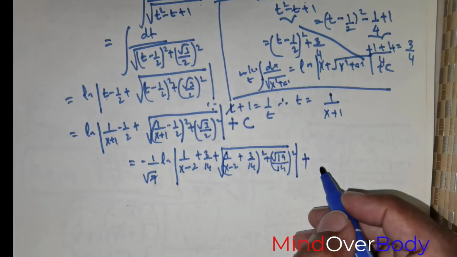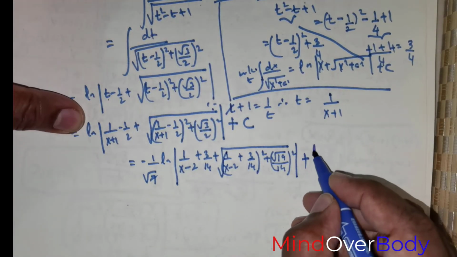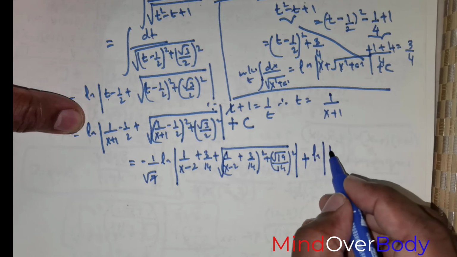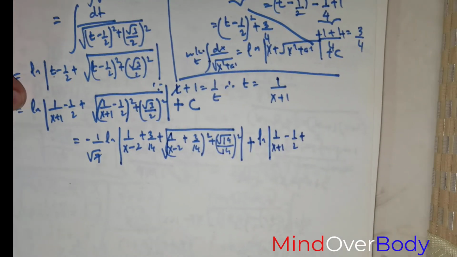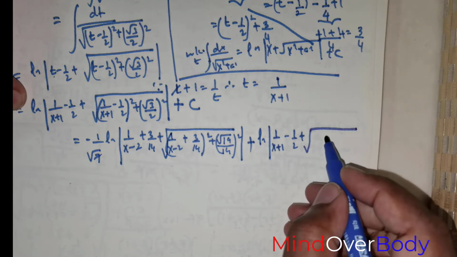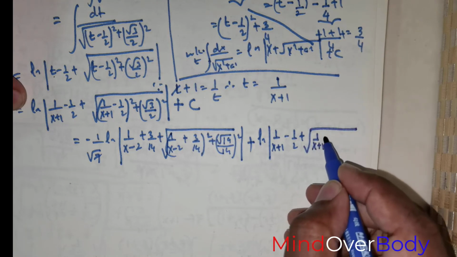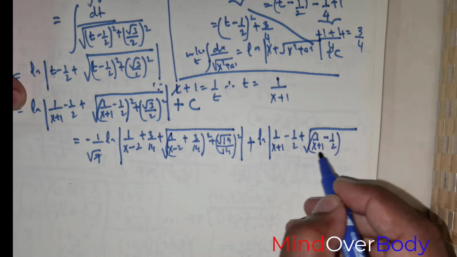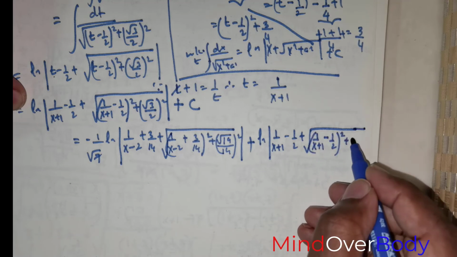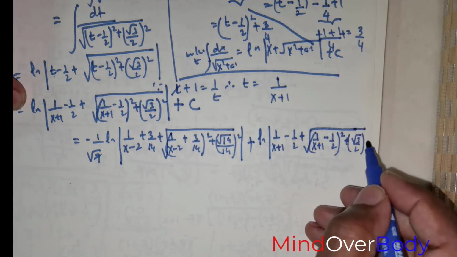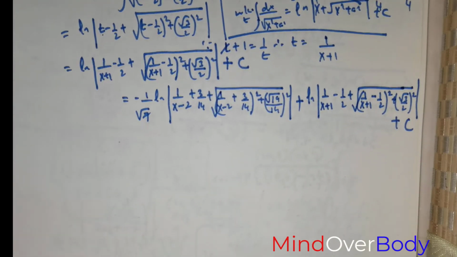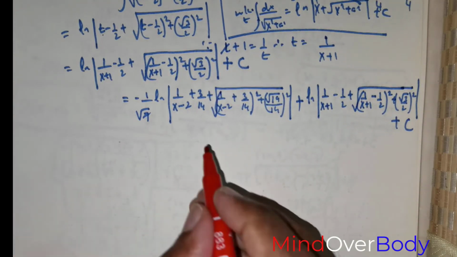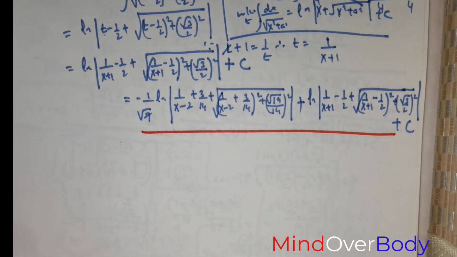This has to be added with the second term, which is ln of modulus of (1/x + 1 − 1/2) over (1/x + 1 − 1/2)^2 + (root 3/2)^2, plus an arbitrary constant. So this is the final solution, and this is a good place for us to draw the red line.